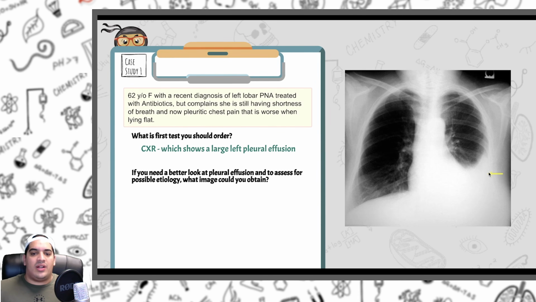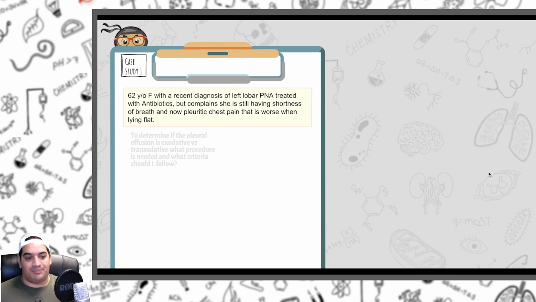If I really wanted to get a better look at it, I like to do bedside ultrasounds, but sometimes a CT scan is very convenient and it really gives you a good look at the entire lung tissue, the parenchyma, the interstitial spaces, as well as the pleural effusion, how large it is, and whether it looks more loculated and concerning for an empyema in comparison to a parapneumonic sterile effusion. So I like to get CTs sometimes as well.